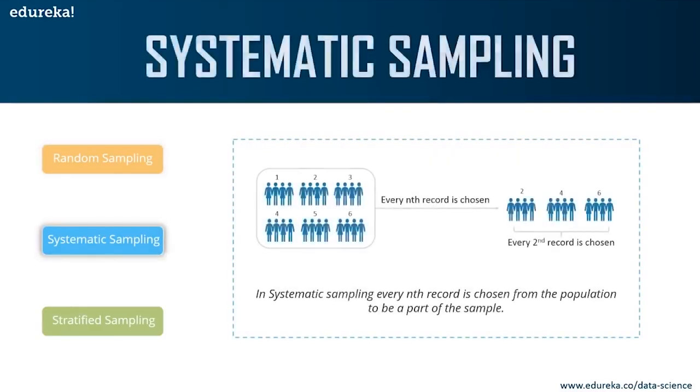Correct? Next, we have systematic sampling. In systematic sampling, every nth record is chosen from the population to be a part of the sample.